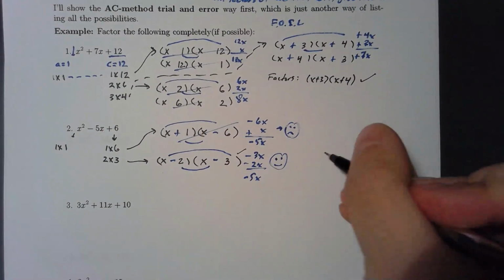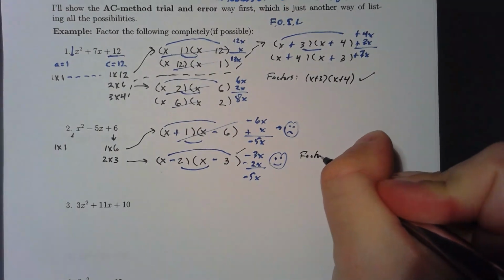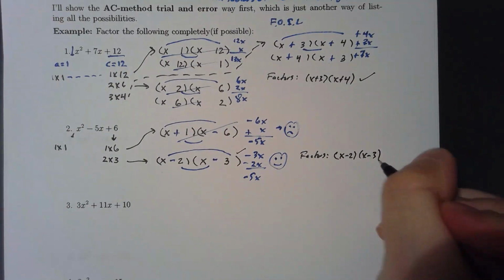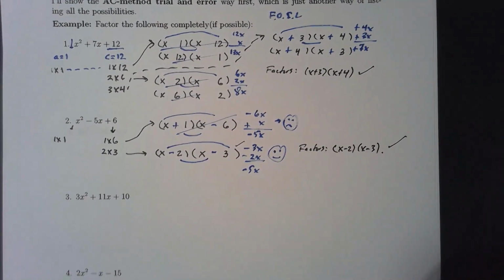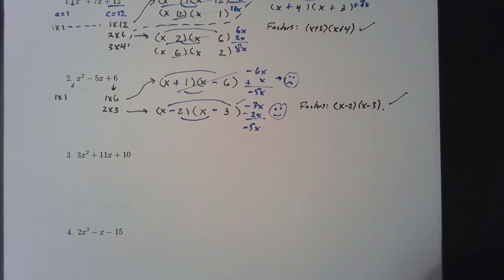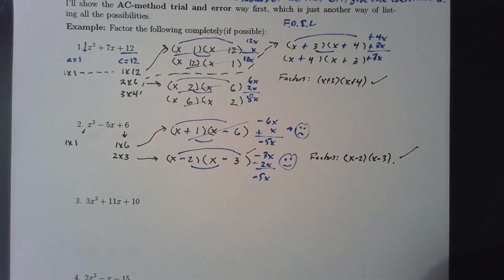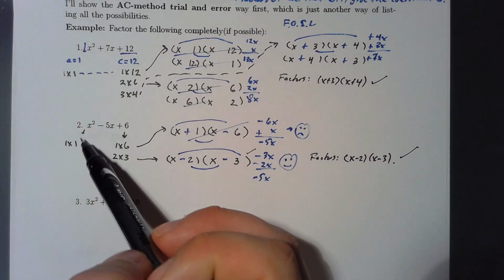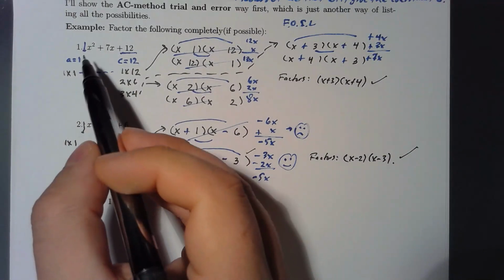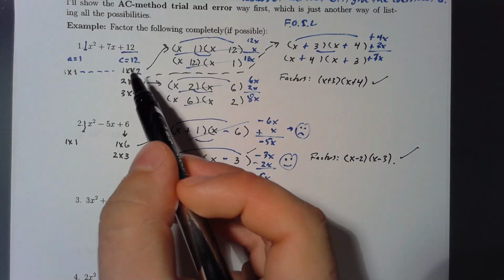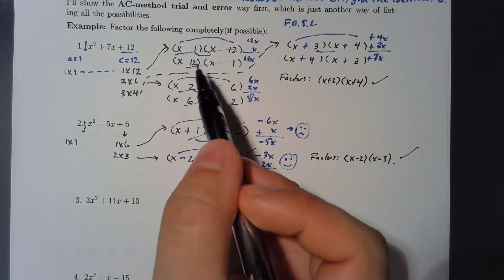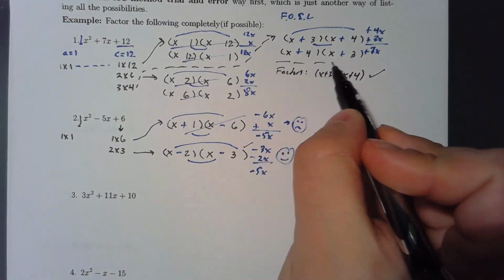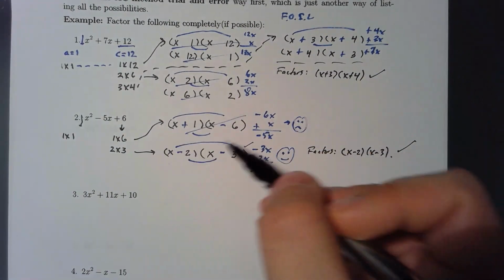So that looks good. So my factors are x minus 2 and x minus 3. So again, trial and error is just listing all the possibilities. When your leading coefficient is 1, like it was here and here, I don't have to write a pair for each case. I could just write 1. I did it here because I was being a little redundant deliberately, but here I didn't do it.